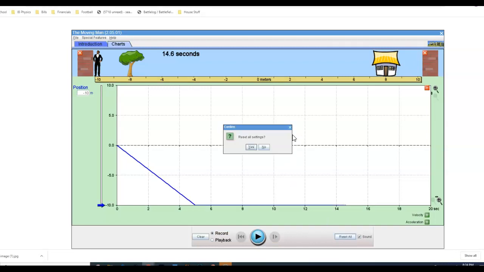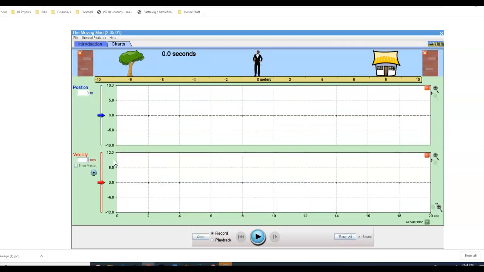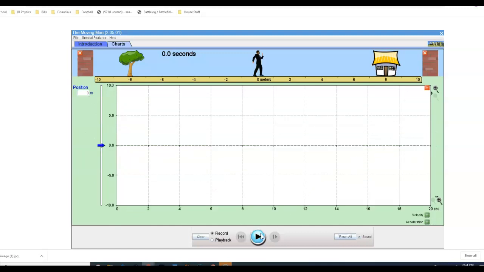Okay, now if I reset, let's see what happens if I give him a positive velocity. Now I'm going to make it positive 2 meters per second. And let's see what the position time graph looks like. Now, actually, I'm going to start him off at, let's say, negative 2 meters. So now he's actually going to start back here. So when I hit play, I would expect his y-intercept to be at negative 2. And because it has a positive velocity, I would expect a straight line graph that has a positive slope. Okay, and that's what you see.